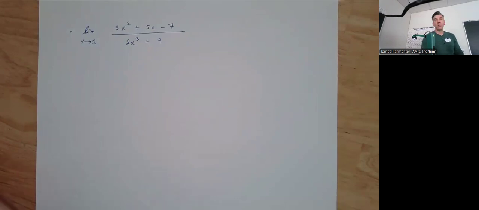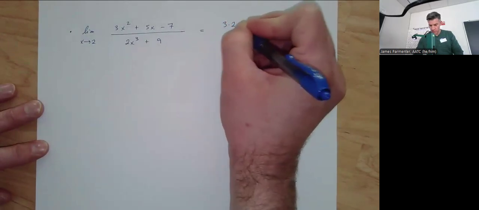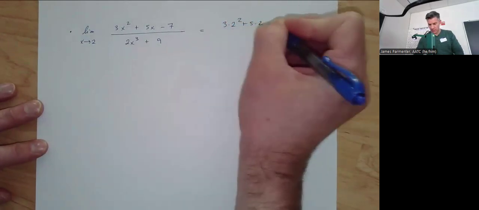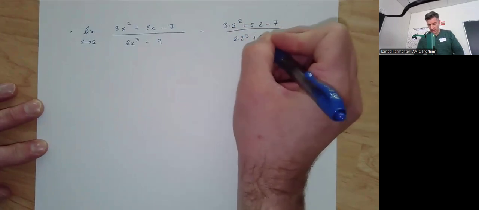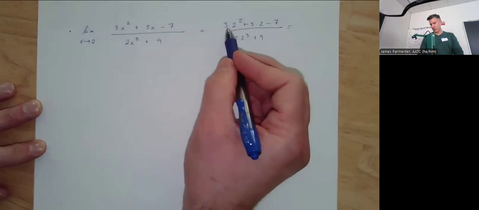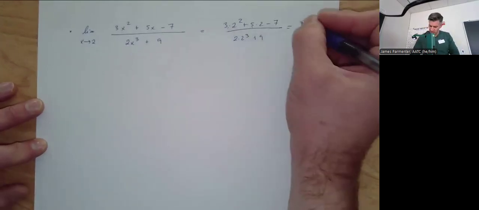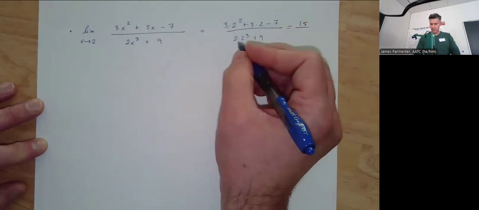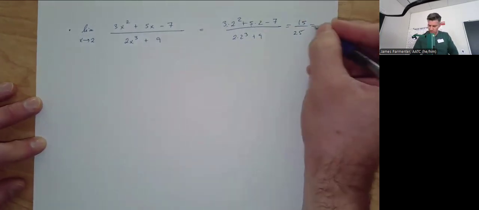And you will. But if you actually plug in 2, you're going to get 3 times 2 squared plus 5 times 2 minus 7 over 2 times 2 cubed plus 9, which is something, right? It's 3 times 4 is 12, plus 10 is 22, minus 7 is 15, over 8 times 2 is 16, plus 9 is 25. And then you can reduce that fraction to 3 over 5.